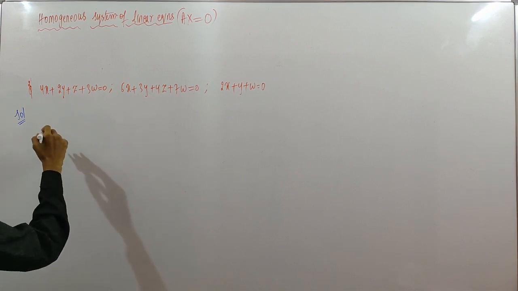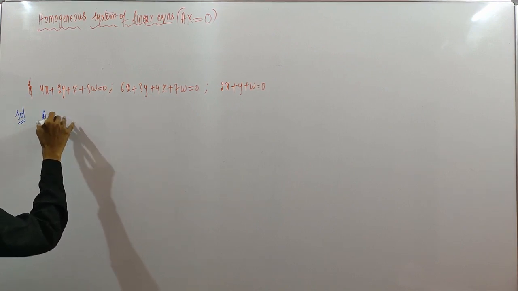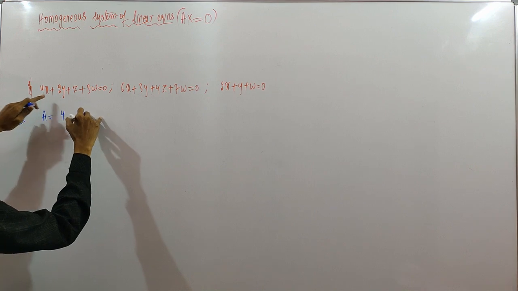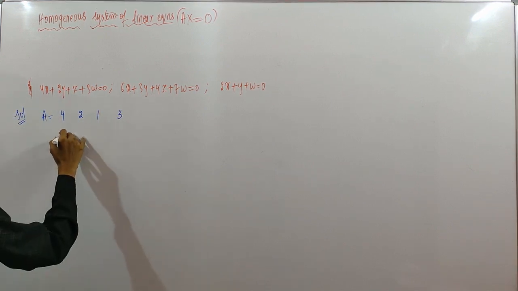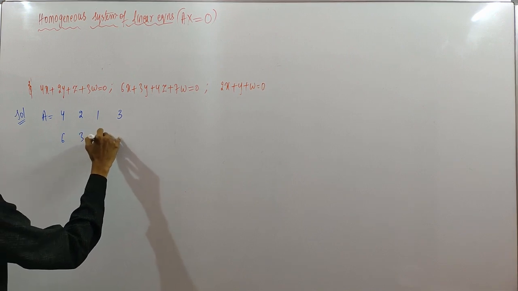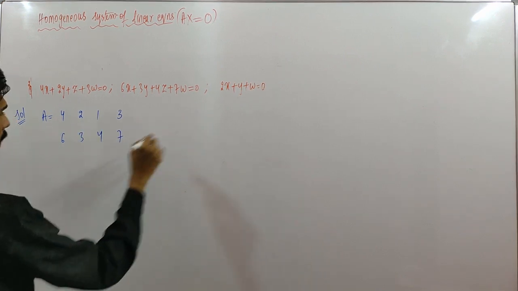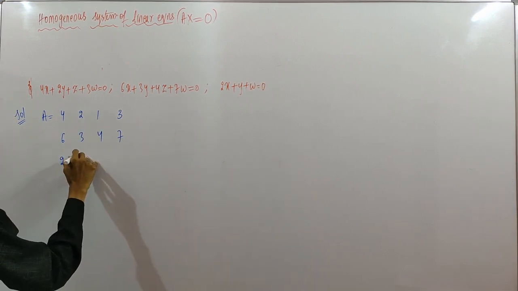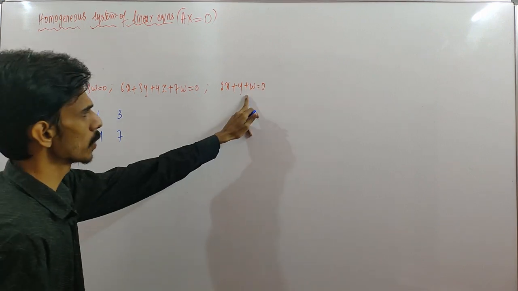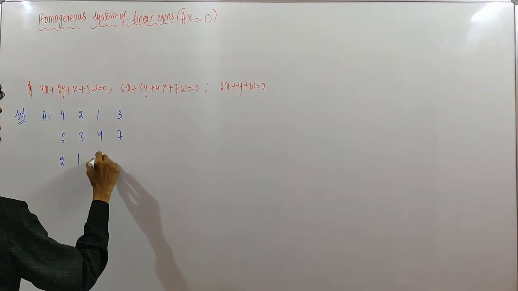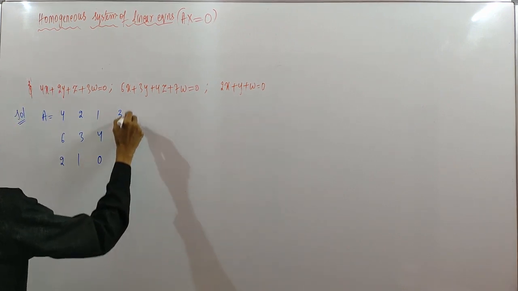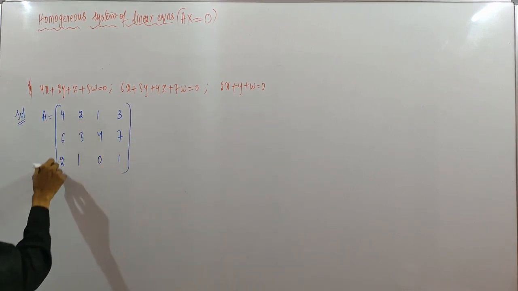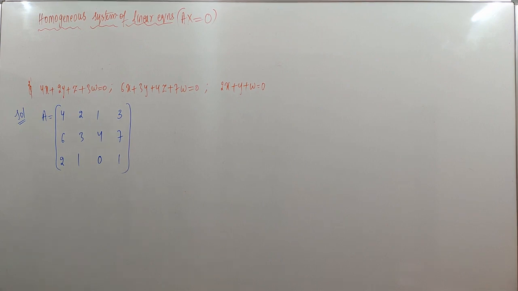Let us write down the coefficient matrix A as 4, 2, 1, 3. Next we have 6, 3, 4, 7. Next we have 2, 1. Here Z is not there, so we will take 0. Coefficient of Z is 0 and last W coefficient is 1. So we have A as a 3 by 4 matrix.